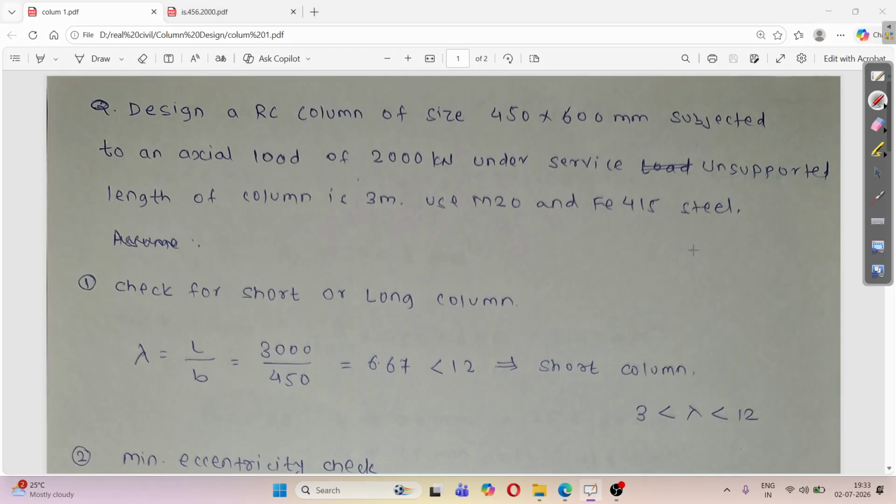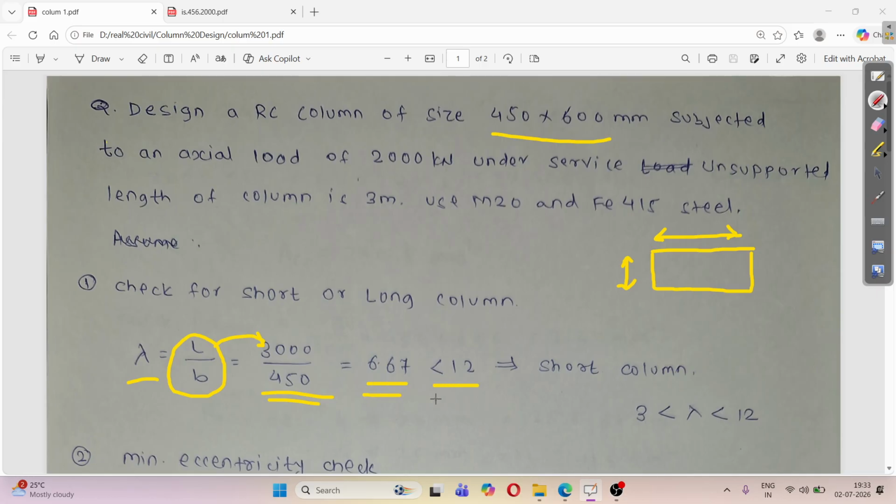So here if I draw, this is our cross section and this side is 600 mm, whereas this side is 450 mm. So let's check lambda, that is the L upon B ratio. Length is given as 3000, that is the height of the column, divided by B. Here we have to consider the least lateral dimension. Out of 450 by 600 mm, 450 is least. So if we divide 3000 by 450, we will get 6.67.